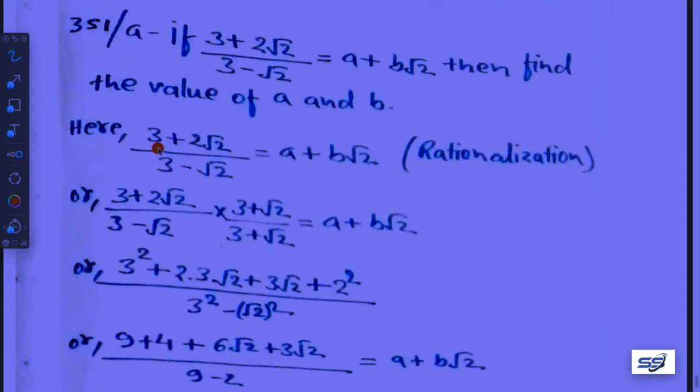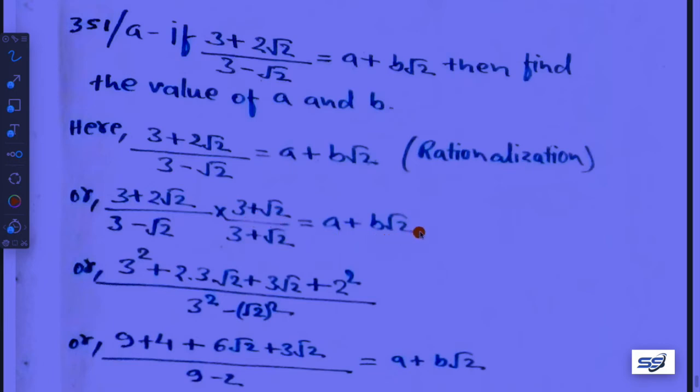See here, (3+2√2)/(3−√2) equals a+b√2. As usual, we multiply by (3+√2)/(3+√2). The bottom one is multiplied by changing the sign, so minus becomes plus, and up and down are both multiplied. This is the process of rationalizing. To rationalize any factor, we do this multiplication.